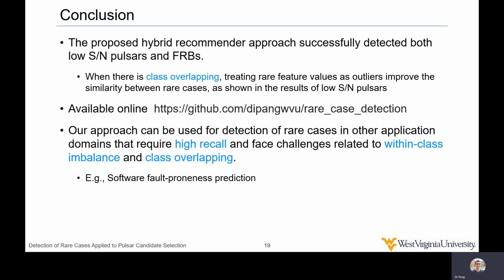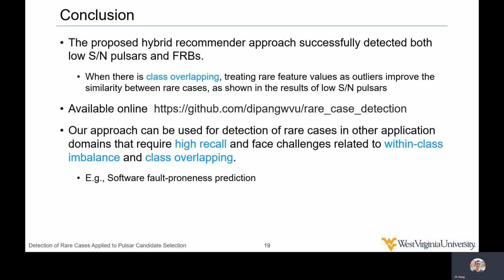So in conclusion, our approach was able to detect both low SNR pulsars and FRBs. It performs even better when there is close class overlapping. And we have made our code and the data available online.